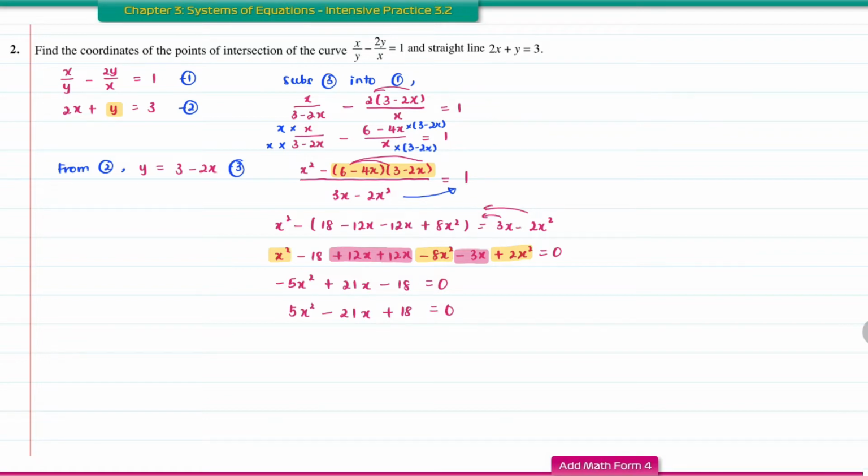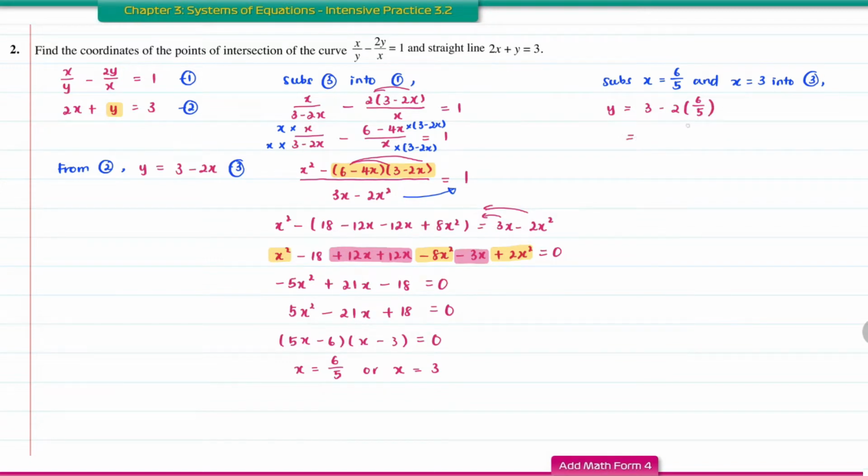Now check this using a calculator. You are able to factorize this completely. The first bracket is (5x minus 6), and the other one is (x minus 3), equal to 0. Therefore, x is equal to 6 over 5, or x is equal to 3. Now we're going to find the value of y. We're going to substitute the x values that we found into equation number 3. The first one is y equal to 3 minus 2 times 6 over 5.